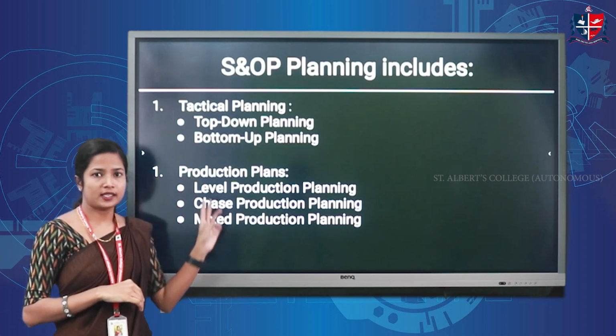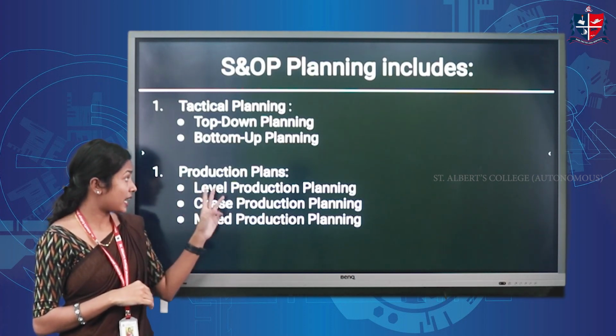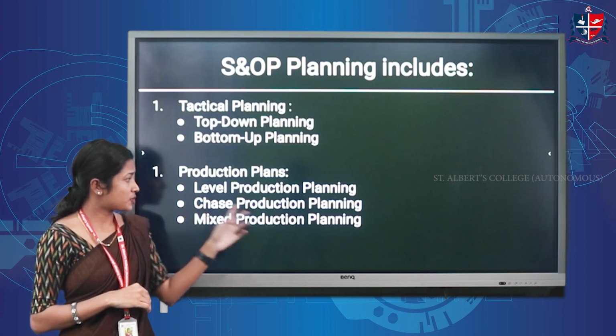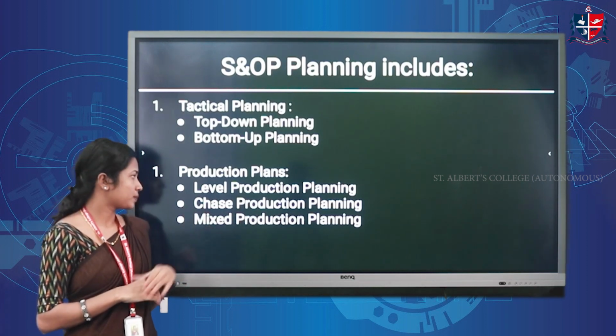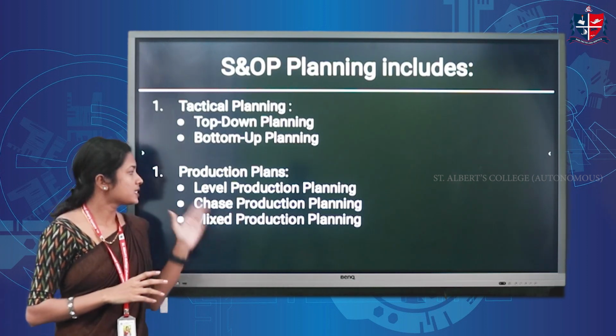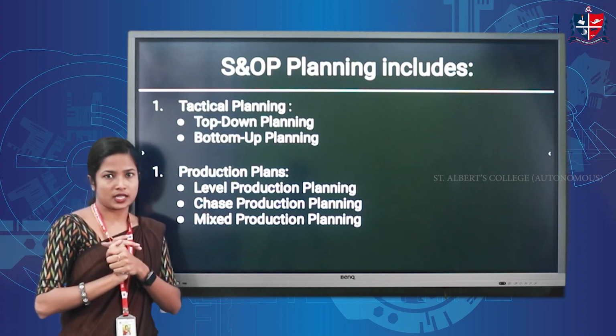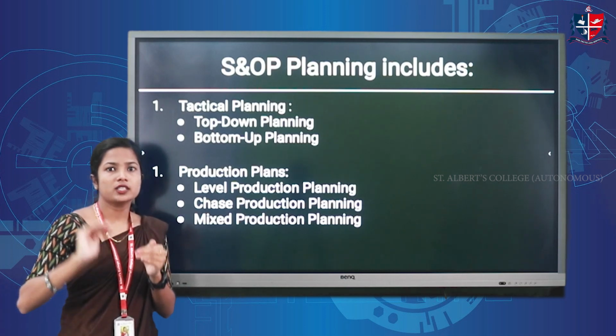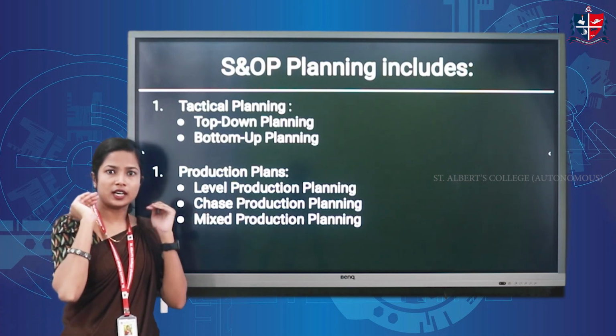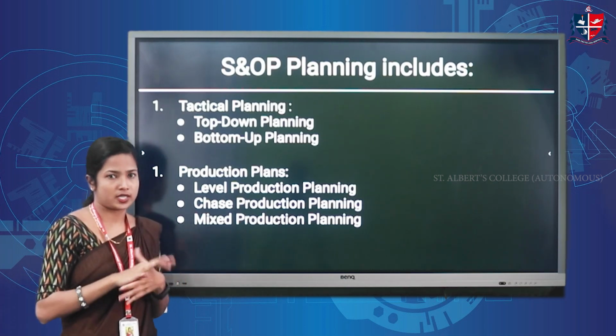Under this production plan, there are three types: level production planning, chase production planning, and mixed production planning. Level production planning is completely related to the demand forecasting. It means that according to the demand forecasting, we produce the products.